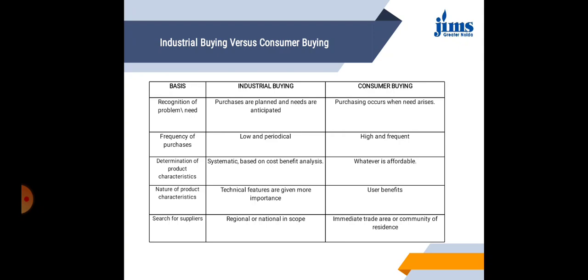Next is product characteristics. Technical features are very important in case of industrial buying, because the products are technical in nature, while in case of consumer buying, the user benefits or the product benefits are given importance.